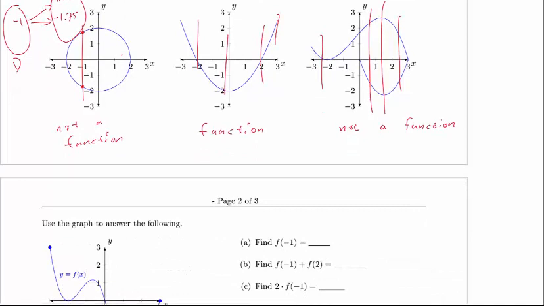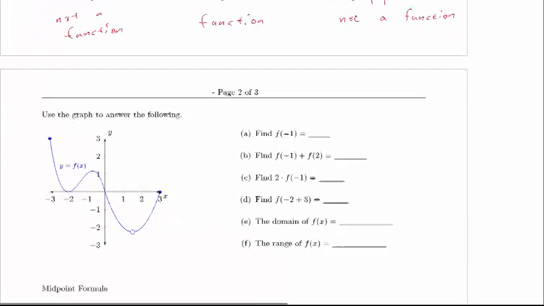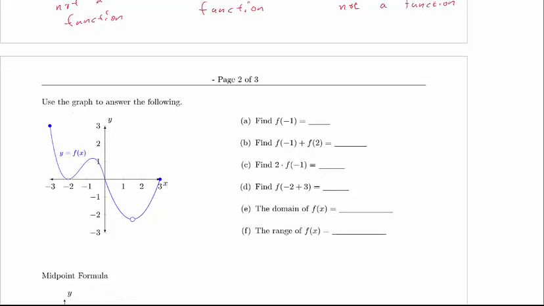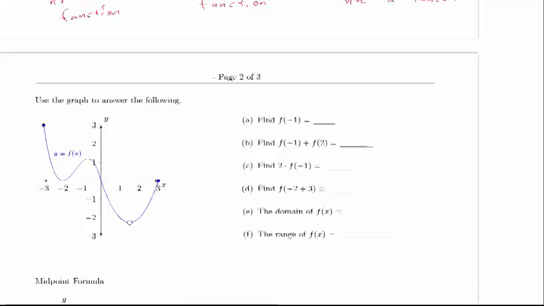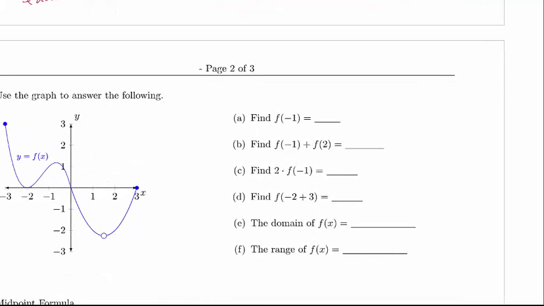So let's go on. Let's use the graph to answer the following. So in this part we're just basically learning how to read a graph. Again, this should be review, but let's just look at it real fast just in case. What is f of -1? Well, you simply go over to where x is -1. Where do you intercept the graph? You intercept it here. And so that looks like that is 1. So f of -1 is 1.